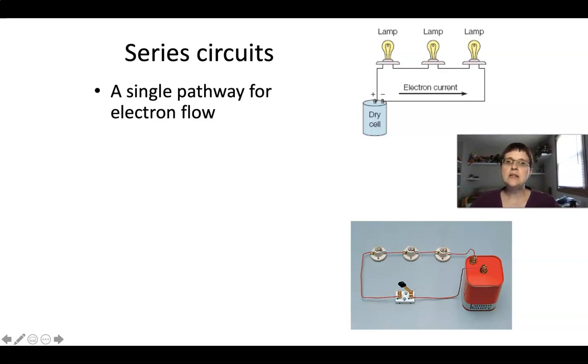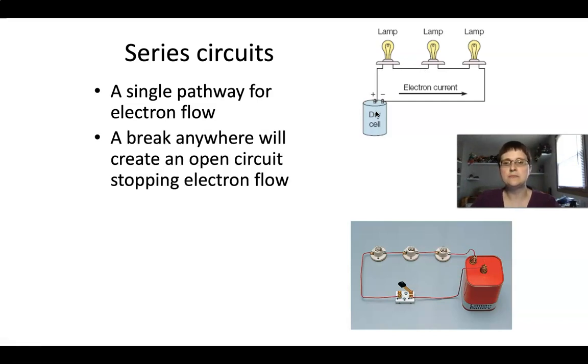A series circuit is just a single pathway for electron flow. You can see up here, this looks very similar to the circuit drawing that we saw before. We've got a battery connected to our two terminals, positive and negative. The electron flow is going to go through the wires to the three lights and back to the battery. So there's only one way for the electrons to go.